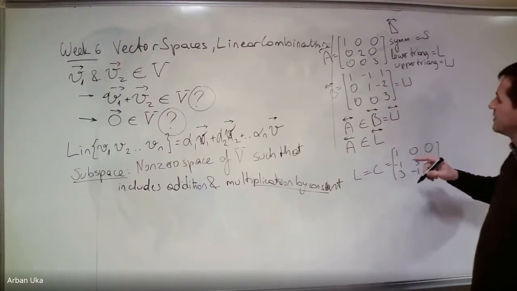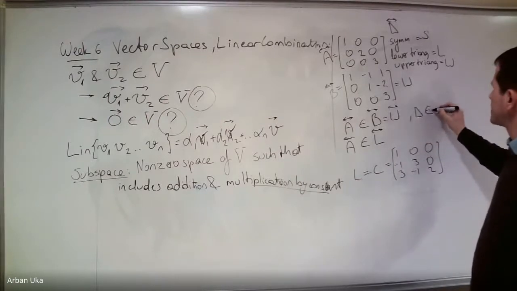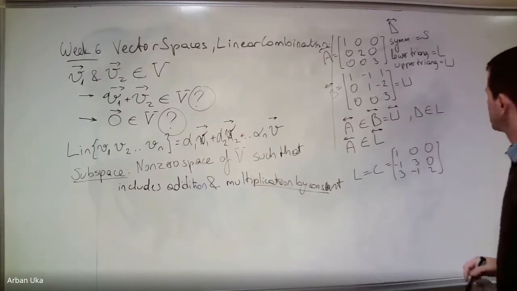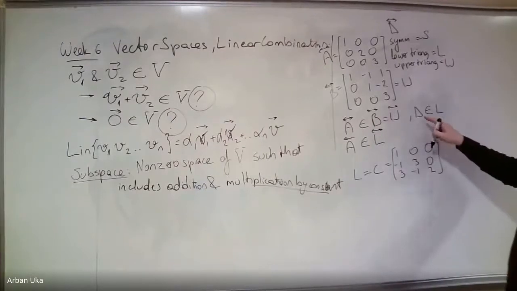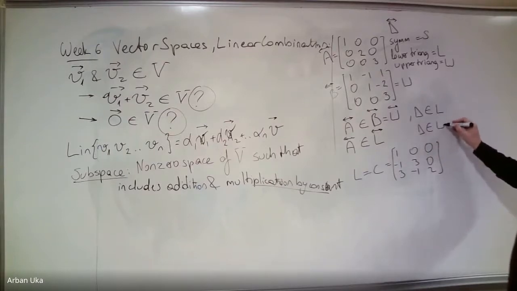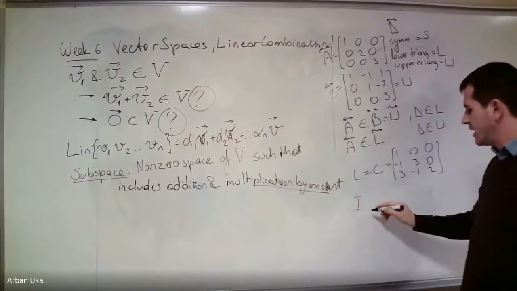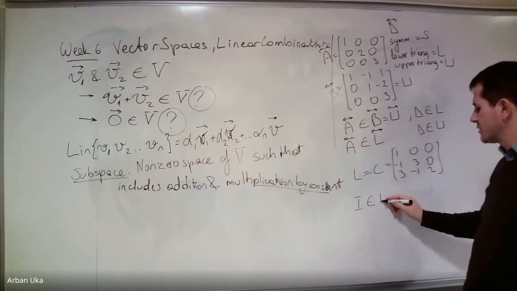And at the same time, we can also state the following. The diagonal matrices are subsets of lower triangular matrices, because a diagonal matrix is a special case of the lower triangular. Again, a diagonal matrix is a subset of upper triangular matrices. What about this one? Would you agree that the identity matrix is a subset of diagonal matrices?